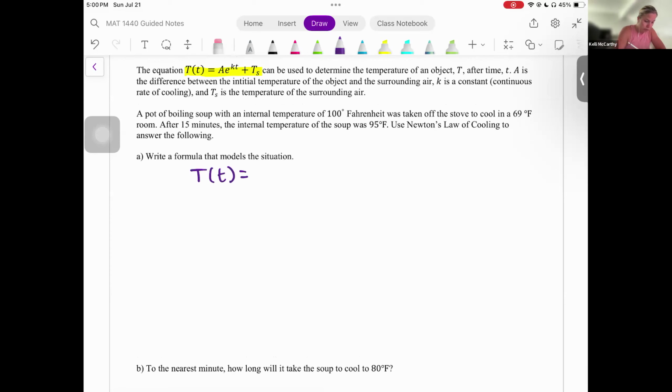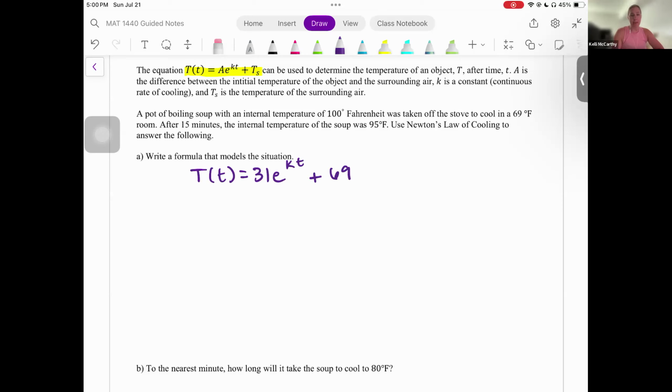T is equal to A, the difference between the initial temperature of the object and the surrounding air. So the initial temperature of the soup was 100 degrees. The air was 69 degrees, so that difference is 31 degrees. Now we aren't given a value of k, and t is our variable, so we're going to leave that e to the kt, plus the temperature of the surrounding air, which was 69.